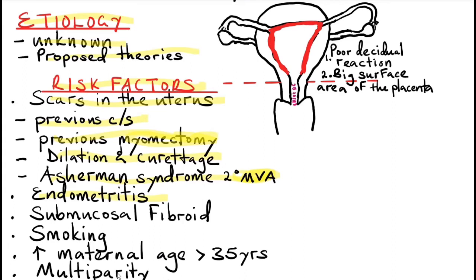Another one is a submucosal fibroid. In a submucosal fibroid, you find that there's a fibroid here. The placenta won't come to attach here because there's a submucosal fibroid. This is what we call poor decidual reaction, okay? So it might go and implant in the lower uterine segment.